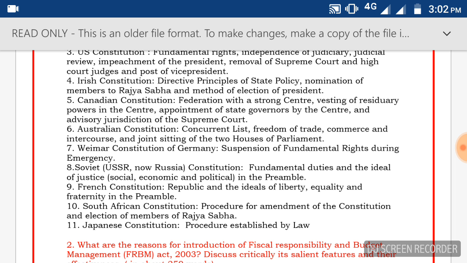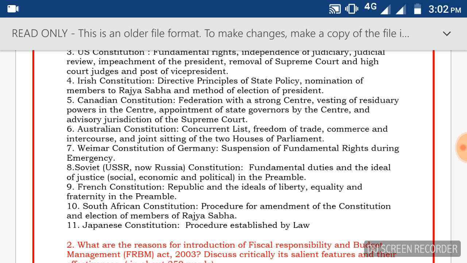Now, what from the Canadian constitution? Federation with a strong center, and vesting of residuary powers in the center. In the earlier video we discussed that according to separation of powers, in the 7th schedule the subjects on which the government of India has to legislate have been divided into three parts: central list, state list and concurrent list, and the last one is the residuary list.